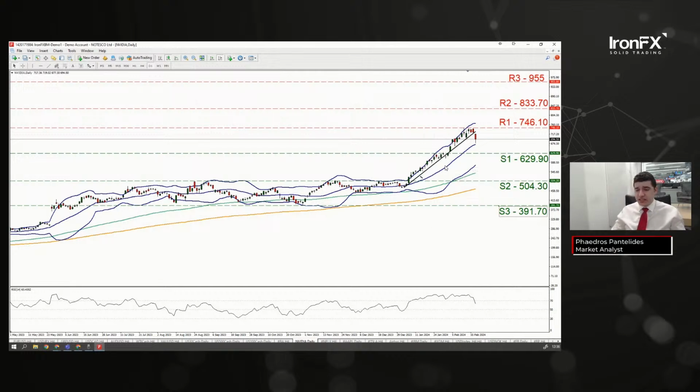So Nvidia's earnings are the ones to watch today. In terms of other earnings, we had Walmart yesterday, which exceeded market expectations, so potentially providing some support for the company's stock price as well.